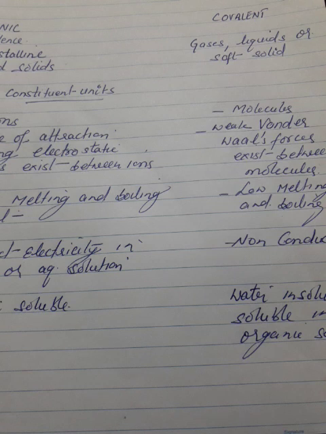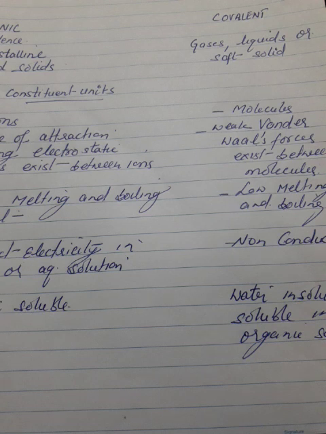Then solubility. Ionic compounds are water soluble due to the polar nature of water. Water has a very high dielectric constant. Whereas covalent compounds are water insoluble. They dissolve in organic solvents.